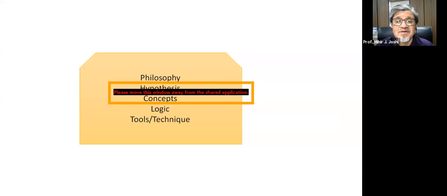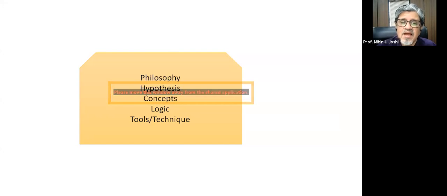Then the last one comes: the tools and techniques. For any particular theory, we have to use tools and techniques. And in classical mechanics, the tools and techniques are mathematics based, and particularly calculus based.